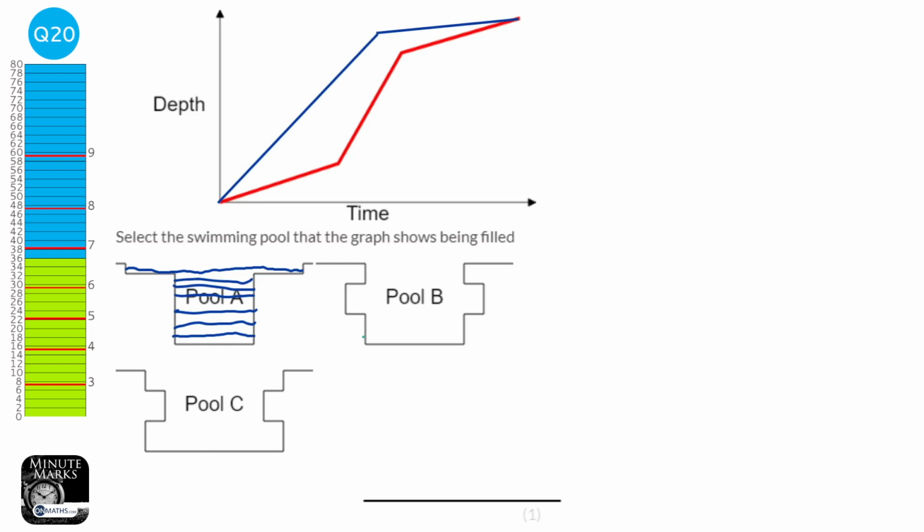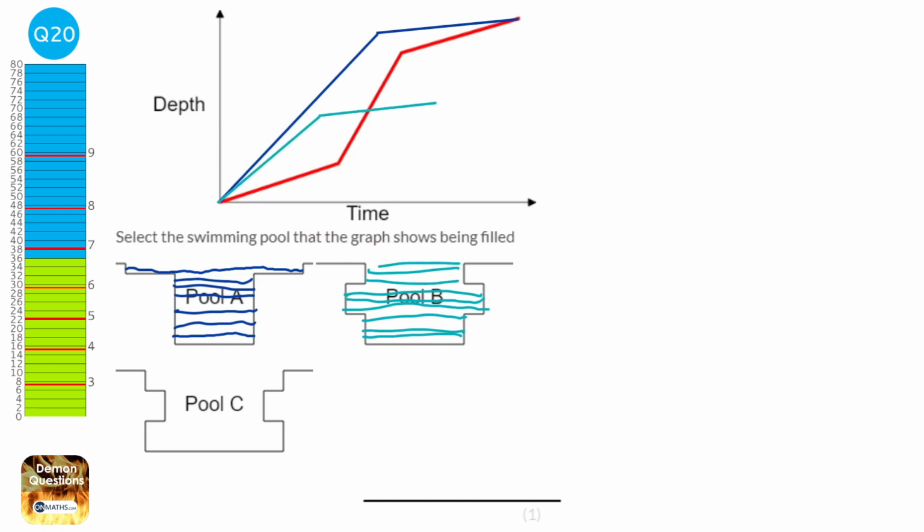For pool B, we start off quite quickly because it's quite thin, and then we have a wider bit here, so it will go slower here, and then we go quickly again. So we need a graph that starts off quite quickly, then goes slowly, and then goes quickly. And the steeper the graph on our depth time graph, the faster it's filling up. And that red line doesn't really describe that either.